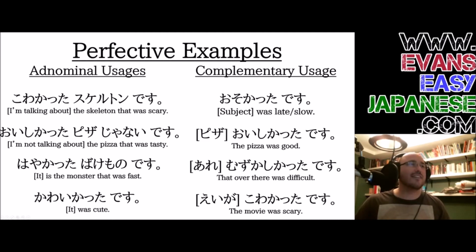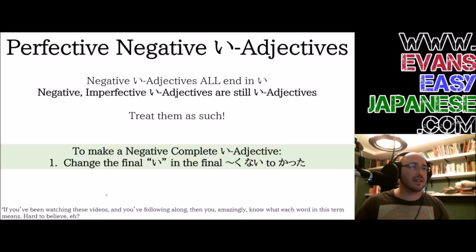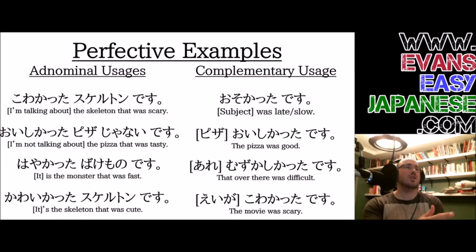Kawaikatta desu. It was cute. And this isn't even an adnominal usage. That's disgusting that I have left that on there. Please forgive me. You might notice that I made a quick change. It's because I am sleep deprived and not double checking my work as I should. Apologies. Kawaikatta skeleton desu. If you notice, I added the word skeleton here and changed the translation. That's because this is the adnominal usage, and if you go back a few seconds, I did not have it as an adnominal. So apologies, my good sirs and ma'ams.